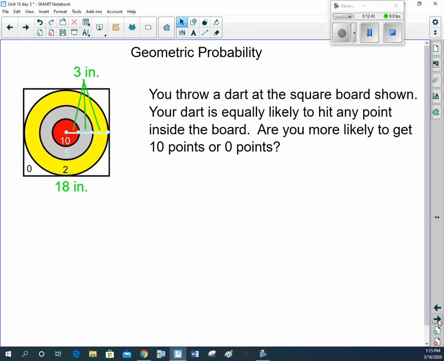So now remember, you're equally likely. This is not some person who's really good at throwing darts. This is just random. There's no skill involved here. You're just throwing it at the dartboard. So first thing you're going to have to figure out, I guess, is what is your total outcome. So I think, since this is geometric, it's going to be the total area. So what is the total area of the dartboard?